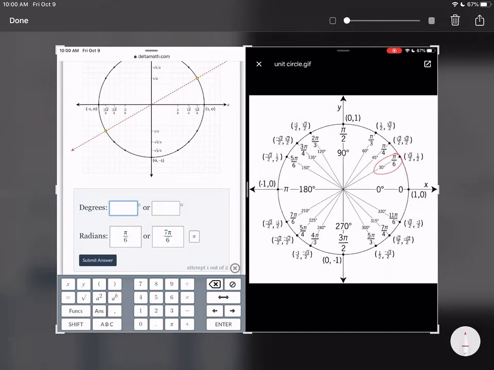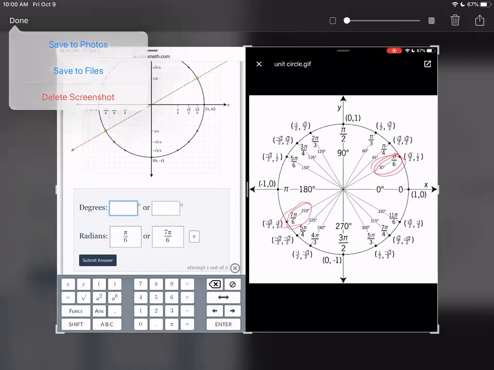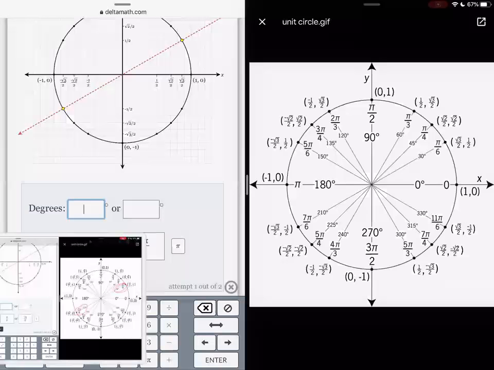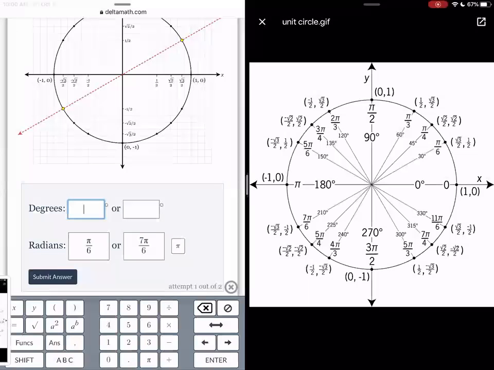So we already said pi over 6 and 7 pi over 6. We just need to give the degrees now. You can see I circled over there. It says 30 degrees, and 7 pi over 6 is 210. So we're going to put 30 and 210. Any questions on that part?